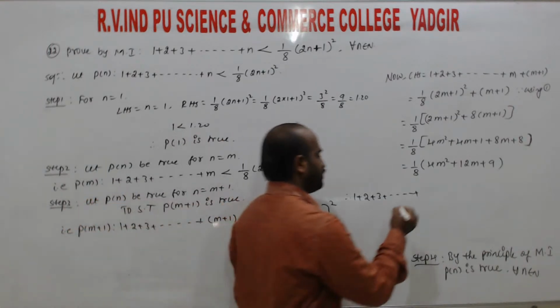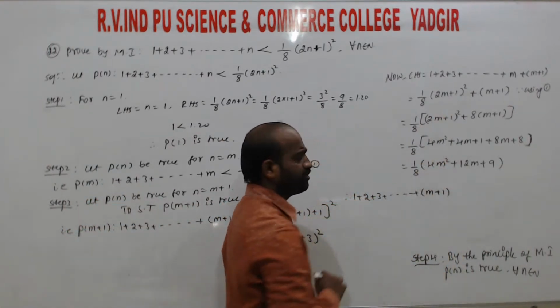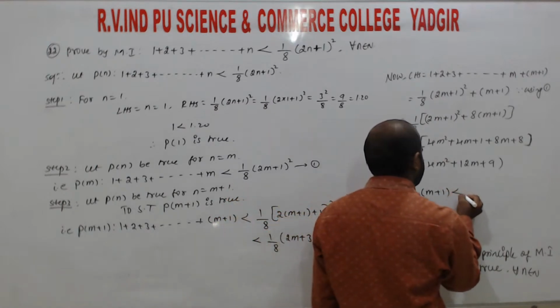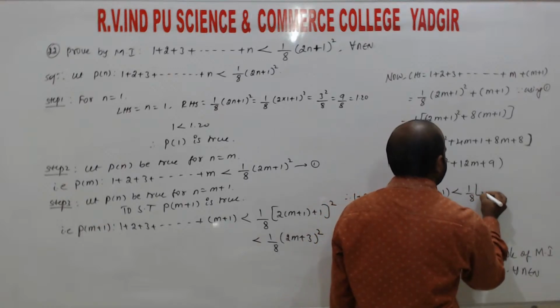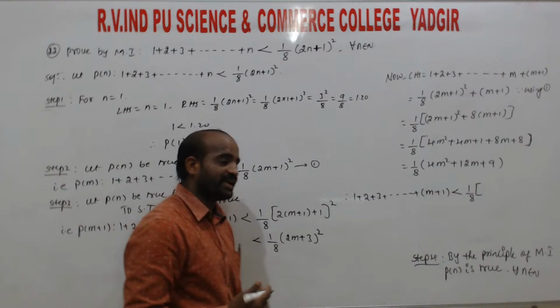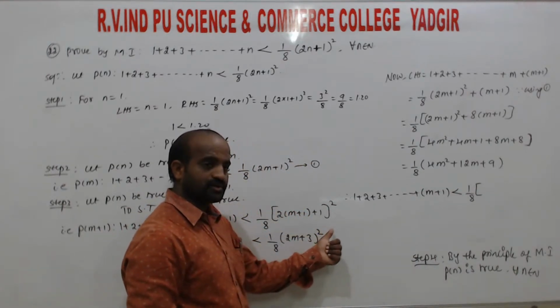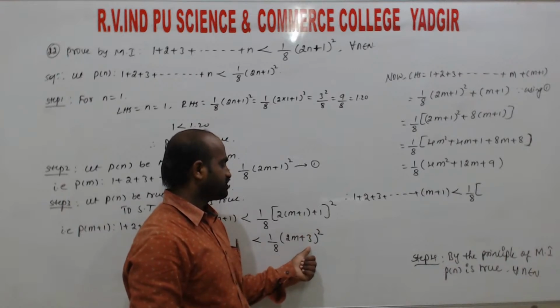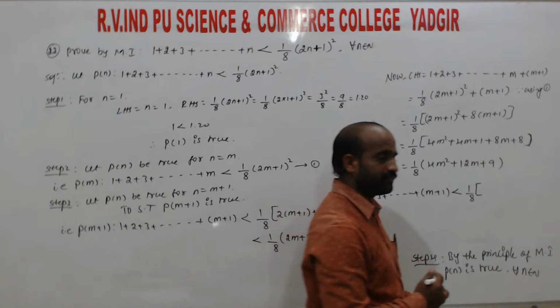Therefore, 1 plus 2 plus 3 and so on up to m plus 1 is less than 1 by 8 into (4m square plus 12m plus 9), which can be written as (2m plus 3) whole square. 4m square, 3 square is 9, 2 into 2 is 4, 4 into 3 is 12m.